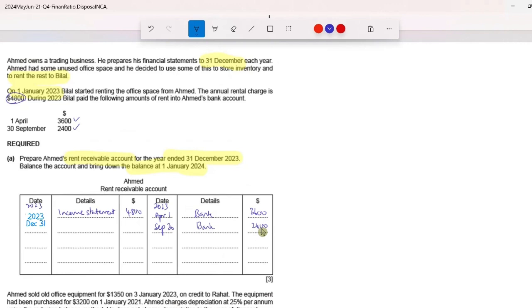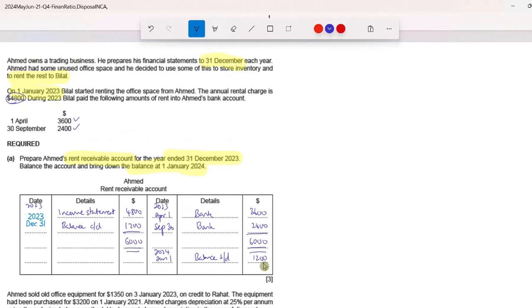Now with that, we can close our account. Sum up the total on the credit side, we get 6,000. The account must balance on both sides as 6,000. And the missing or balancing figure, that's the balance carried down, which is rental received in advance on December 31st. Bring down to the following year, 2024, January 1st, is a balance brought down of 1,200. This is the rental received in advance by Ahmad.